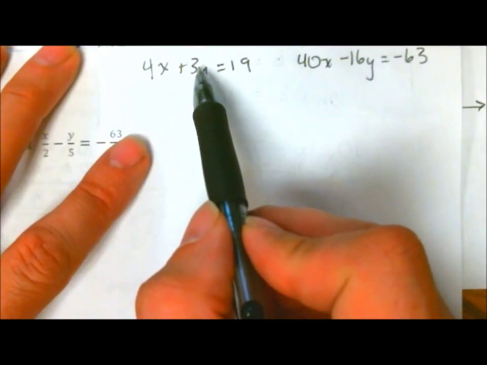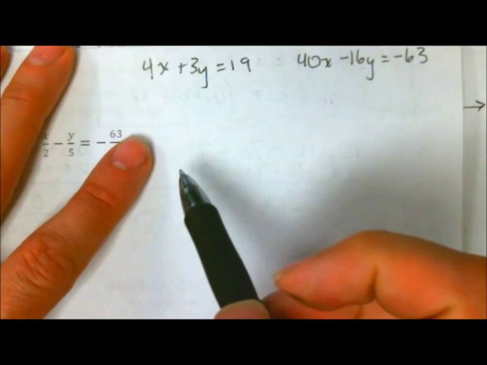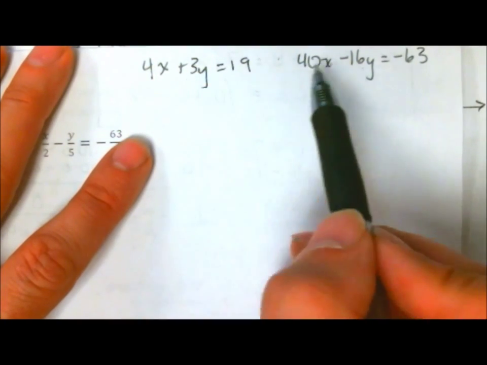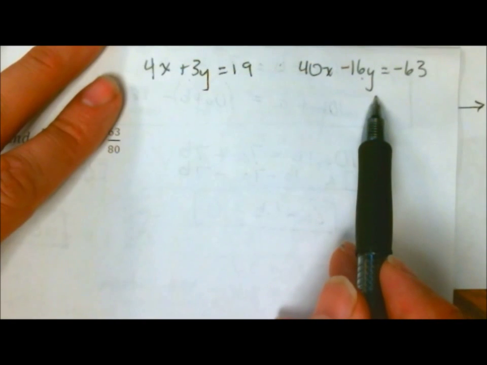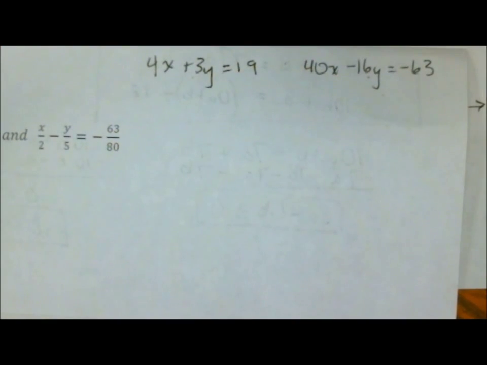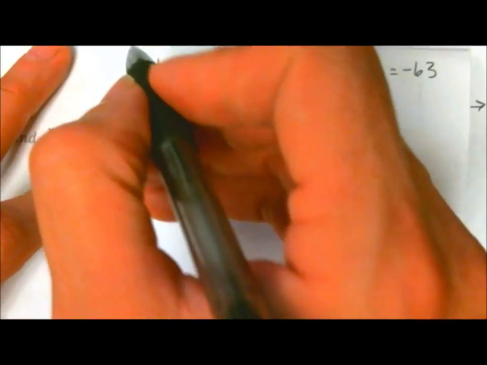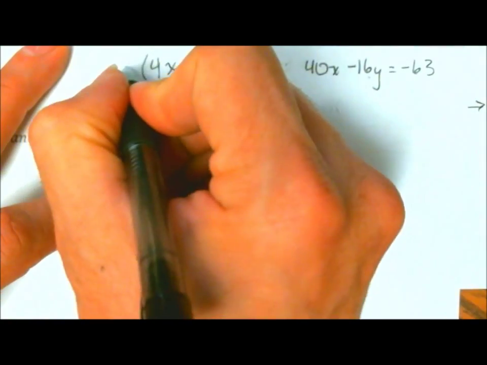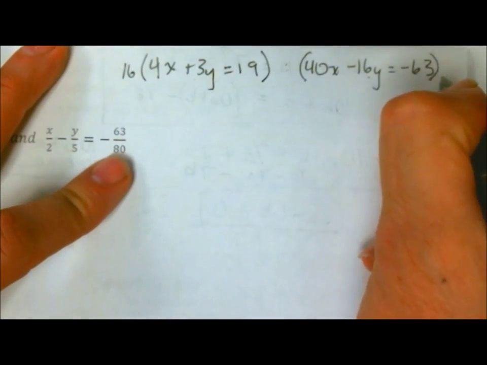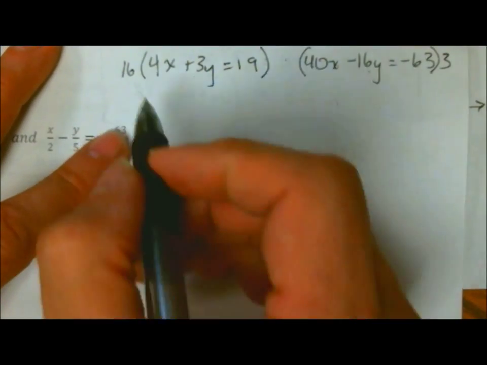I have to eliminate the y, and I have a 3 here and a 16 here. This is positive and this is negative. So they're already opposite signs. Now I have to just figure out how to get them to eliminate each other. Well, it's a little easier than we think. If I multiply this side by 16 and that side by 3, that'll make the y's equal. Okay? So that side I'm going to multiply by 16, and that side I'm going to multiply by 3.